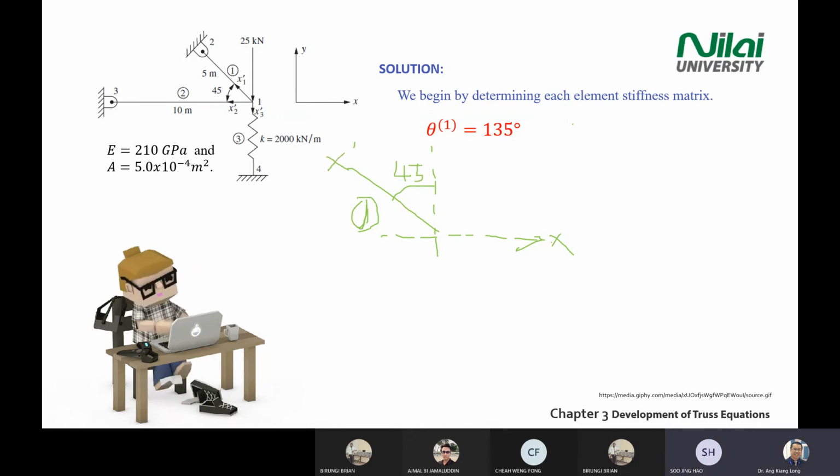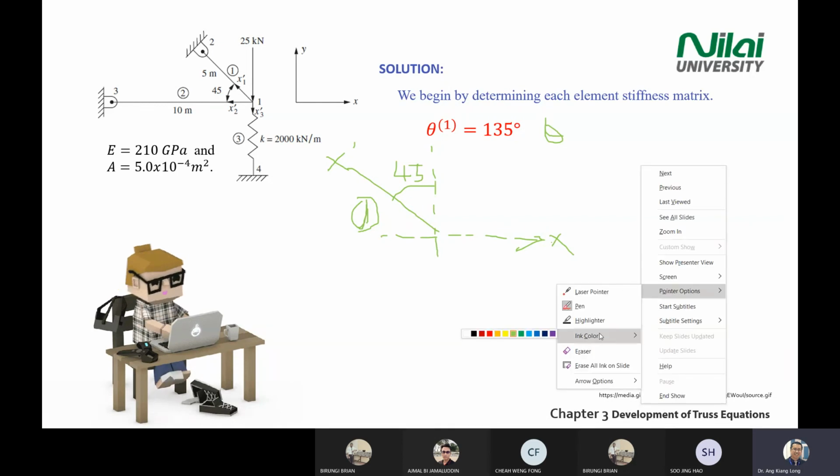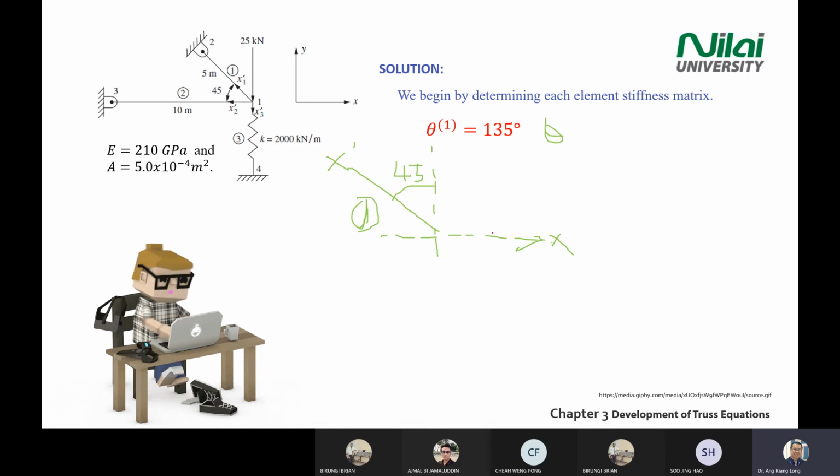Again, remember what your theta is. Theta is anti-clockwise from where to where? You have to understand: from x to x prime. This is your theta. So you refer to the diagram, and you need to sketch something on your diagram so that you can see the angle. So for element 1, theta is not 45, but 90 plus 45, because it's measured from x to x prime, anti-clockwise positive.